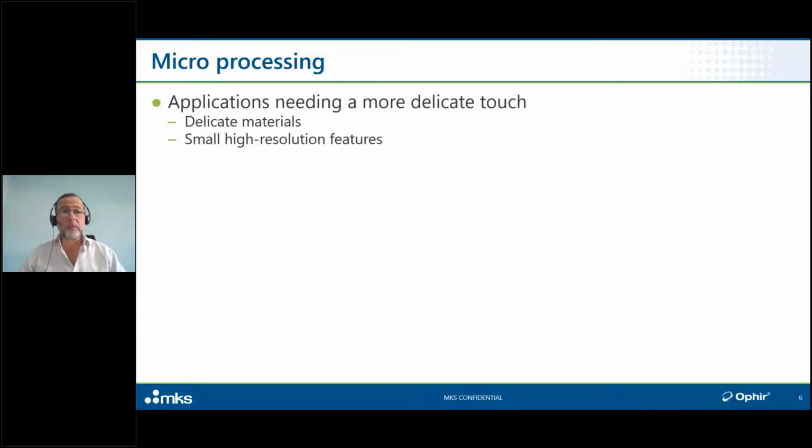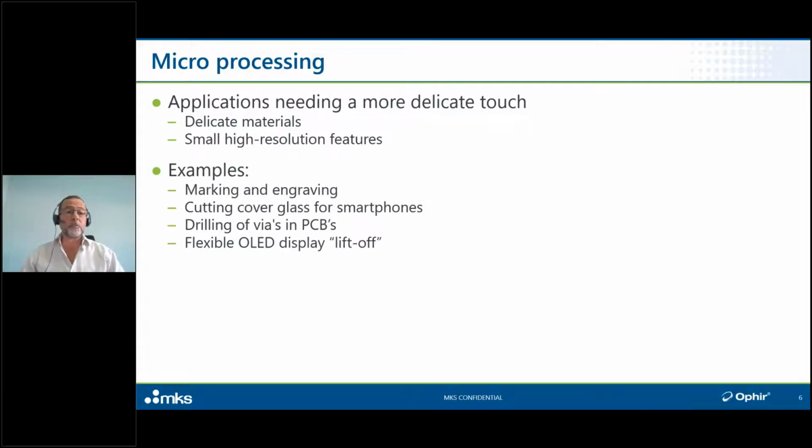In micro material processing, we're looking at applications where we need a bit more of a delicate touch, either because we're dealing with more delicate materials or we're trying to create more delicate features, or both. Think of the difference between a carpenter building a house and a carpenter crafting fine furniture, if you will. So some examples can include certain kinds of laser marking and engraving, cutting the cover glasses for smartphones. I think those qualify as delicate. Drilling via holes in printed circuit boards, separating a flexible OLED display from the glass substrate on which it was manufactured, a process that's also known as liftoff.